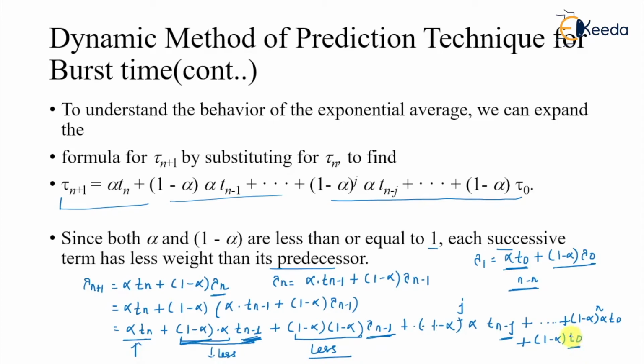Okay, so do not get confused. I may make a mistake while writing tau 0. So this is the idea that it gives weightage to each one. Not only tn, it will give weightage to t of n minus 1, then t of n minus 2, n minus 3, and so on. I think I have expanded this one. I should have written tau here. You verify whether this term is correct or not. I think this term will not be there anyway.